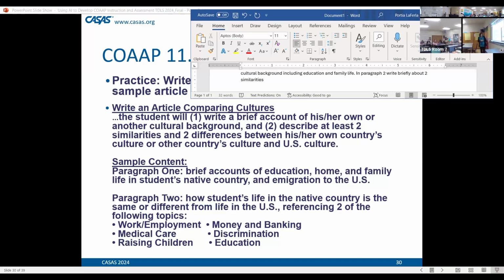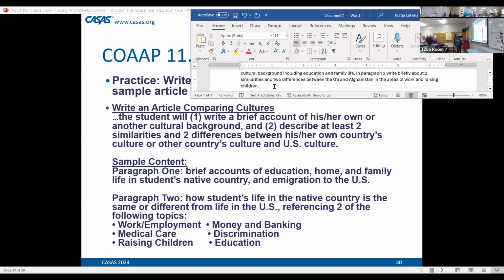You want two similarities and two differences? Okay, write two similarities and two differences between the US and Afghanistan in, what did you say the areas were? Work, let's use one word, in work. And did you say raising children? And raising children.